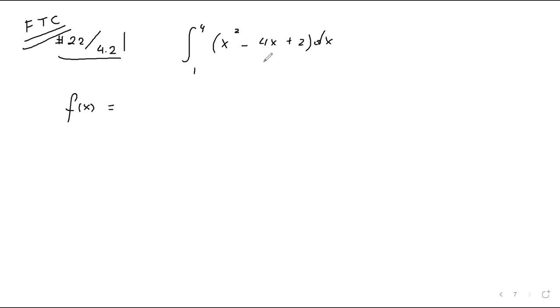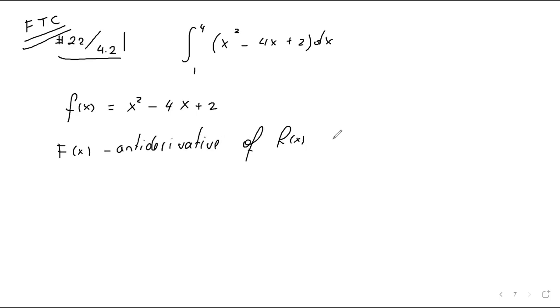F of x, my function, is x squared minus 4x plus 2. Capital F, the antiderivative of lowercase f, is 1/3 x cubed minus 2x squared, right? Minus 4 times the antiderivative of x, which is 1/2 x squared, plus 2x. This is an antiderivative.